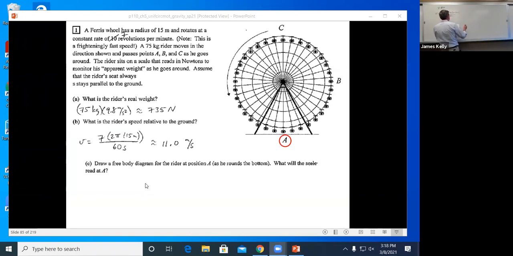I'm going to put my answers up here for C, D, and E, at least the scale reading, just to start a conversation.